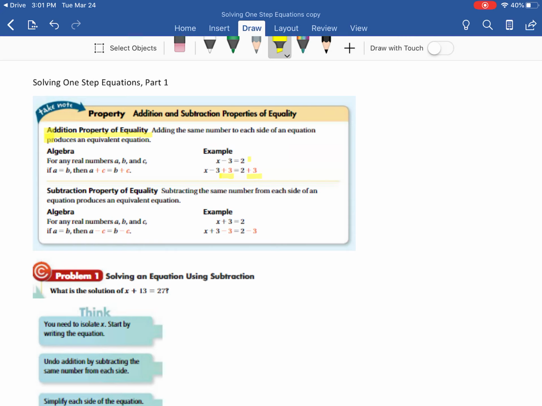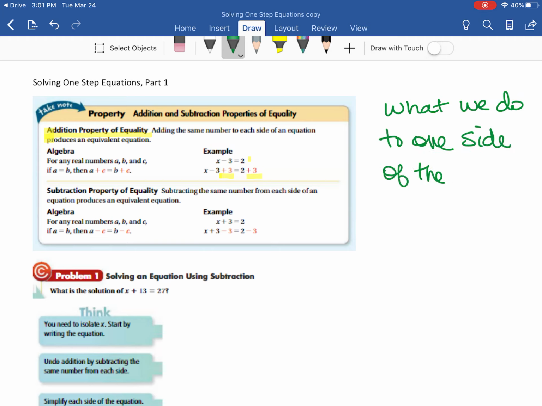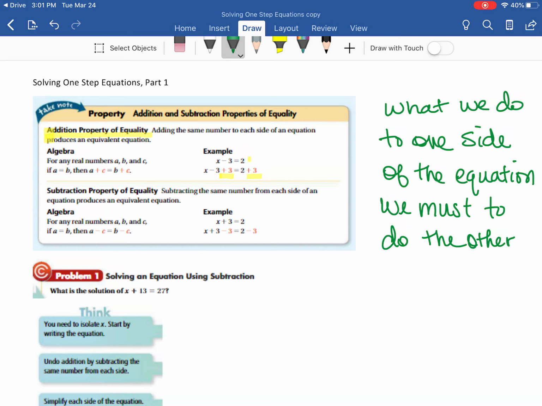Okay, so what we do to one side of the equation, we must do to the other. Okay, and we separate our equation by the equal sign.